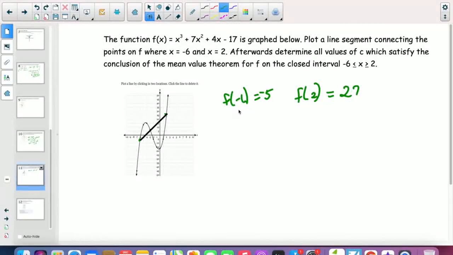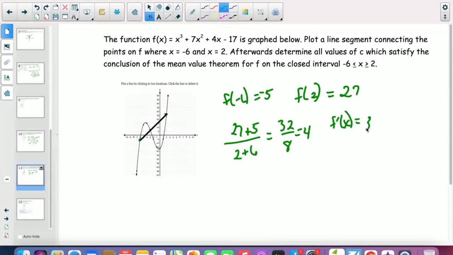And so the next thing I'm going to do is find the difference quotient, or the average rate of change. So I would say 27 minus -5 is 32, over 2 minus -6 is 8, and that gives me 32 over 8. And 32 divided by 8 is 4. So the average rate of change here is 4. So I need to figure out the c values where f prime of x is equal to 4.